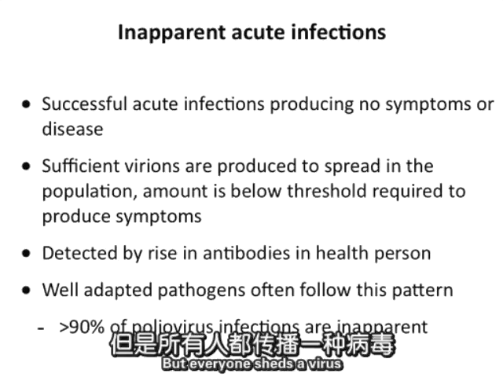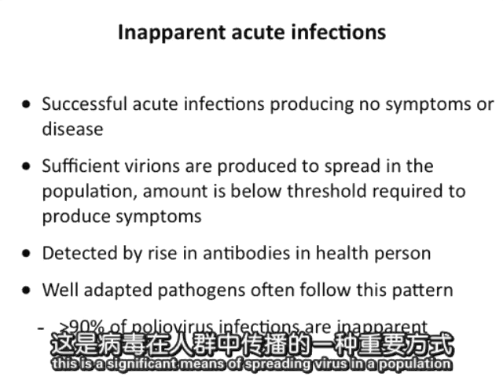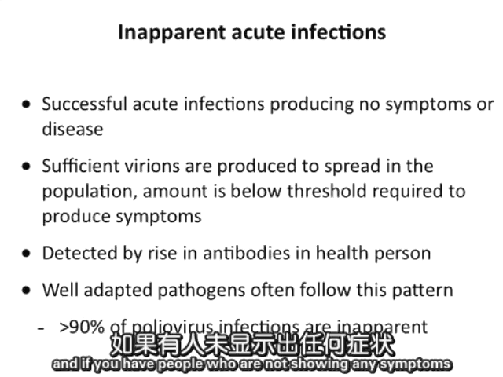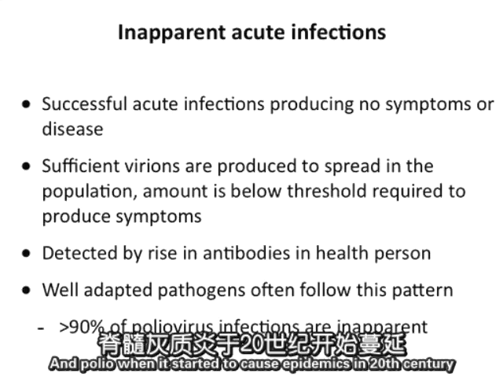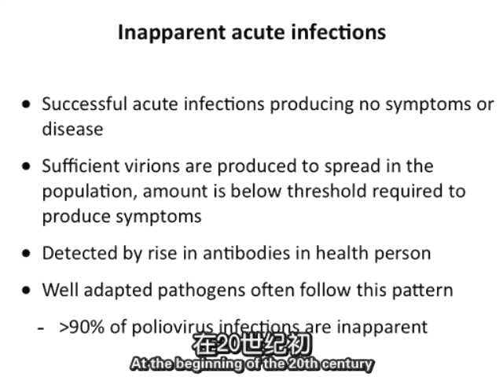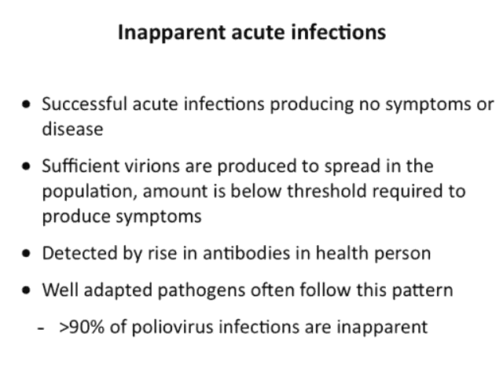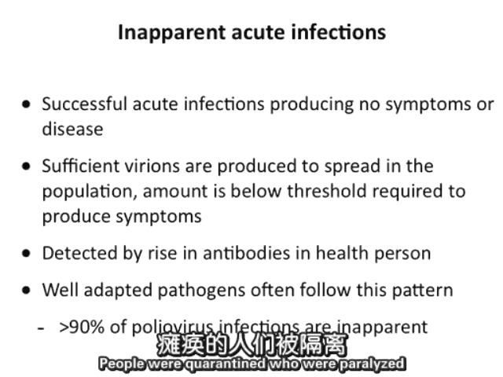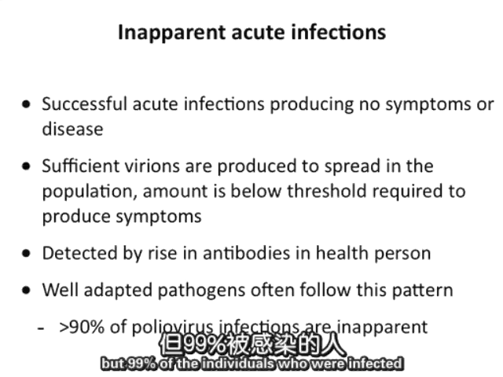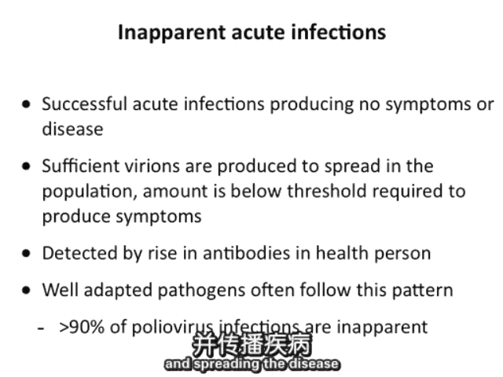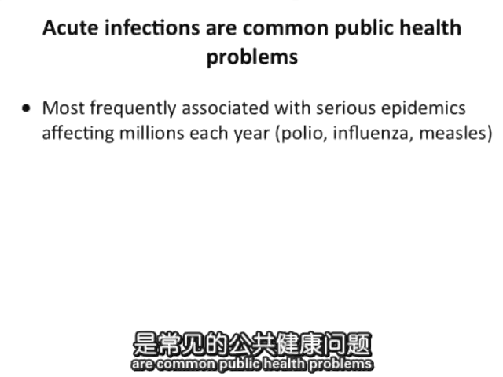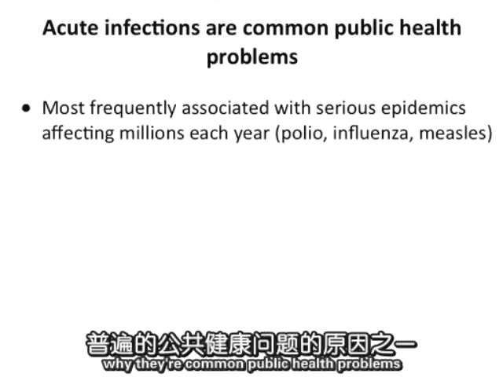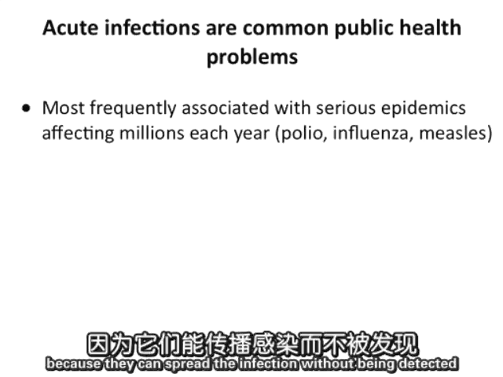But everyone sheds virus. So you can see this is a significant means of spreading virus in a population. If you have people who are not showing any symptoms, they're walking around and spreading infection. And polio, when it started to cause epidemics at the beginning of the 20th century, people who were paralyzed were quarantined, but 99% of the individuals who were infected were still walking around and spreading the disease. So that's why inapparent infections are common public health problems. It's one of the several reasons why they are common public health problems, because they can spread the infection without being detected.